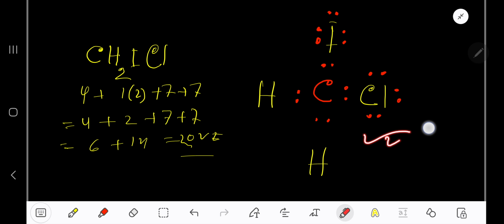So this is the Lewis dot structure. You can replace this bonding pair by a line. This is the structural formula, or another way of representing the Lewis dot structure.